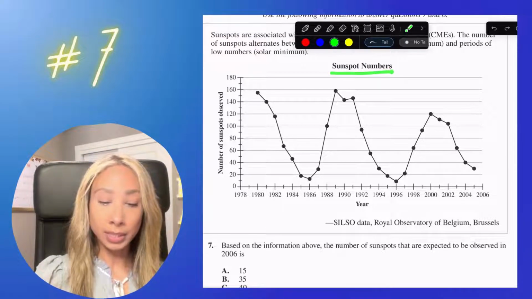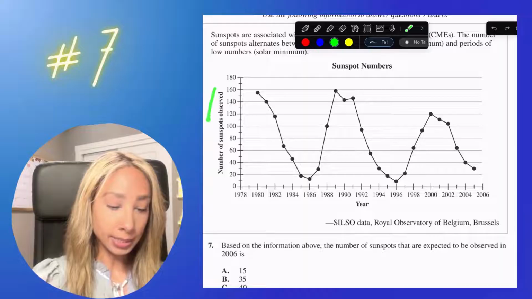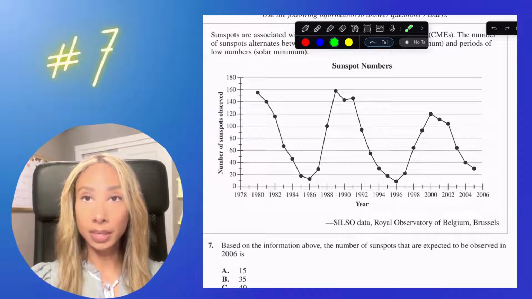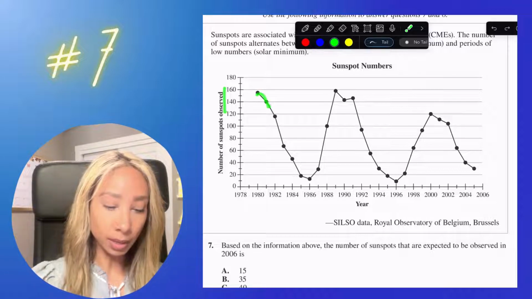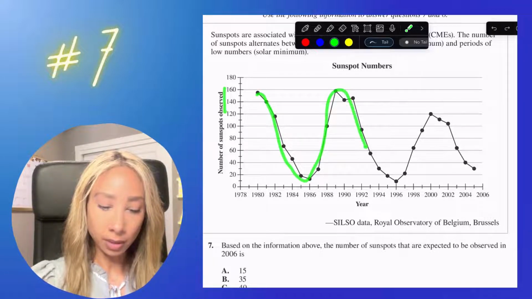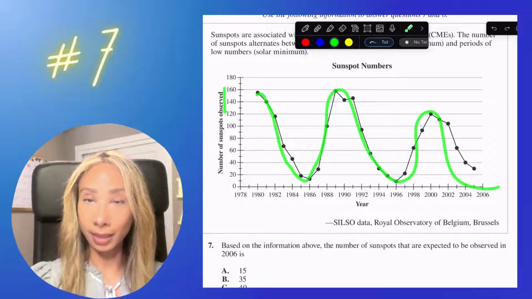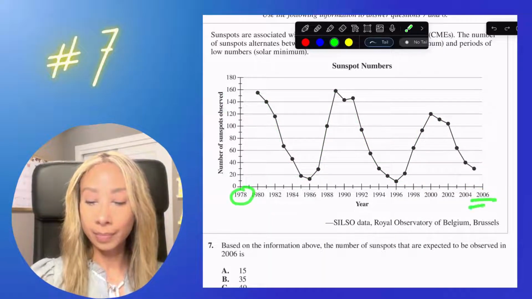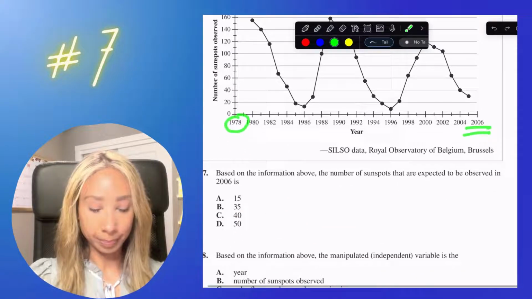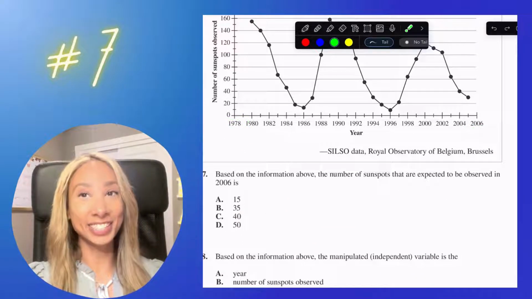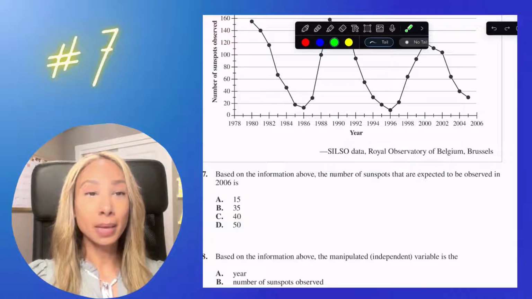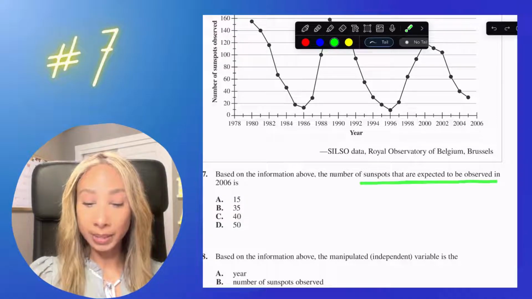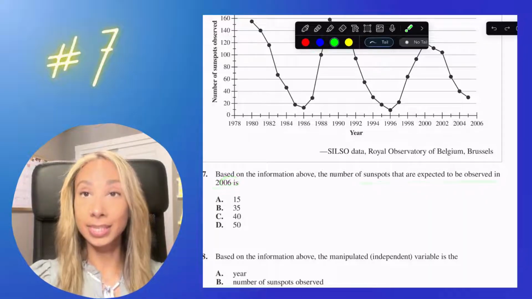We've got our sunspot numbers, and we can see there's a bit of a trend happening. You've got the number of sunspots that are observed, and we can see a trend where it's going something like that. We also know we're measuring this from the year 1978 to 2000. Okay, so let's figure out what we have to actually answer. Based on the information above, the number of sunspots that are expected to be observed in 2006 is blank.